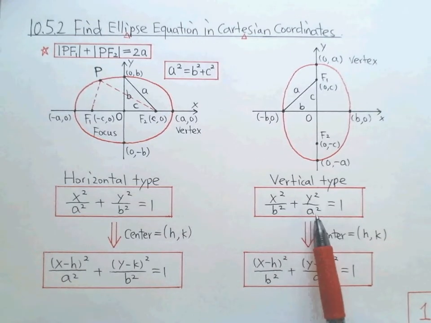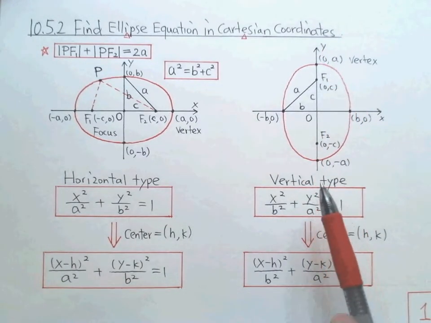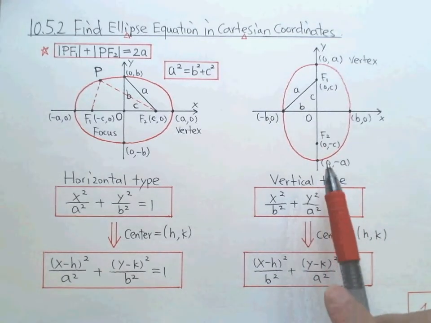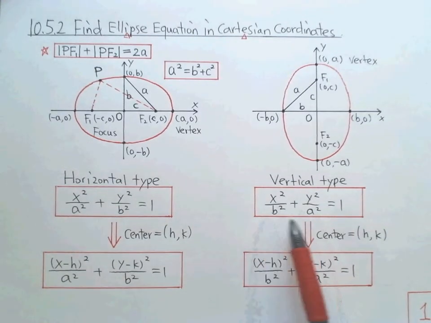The biggest parameter, a, goes with the y for the vertical type. So we have the vertical type, and you can see the pattern, right? You just switch a and b.